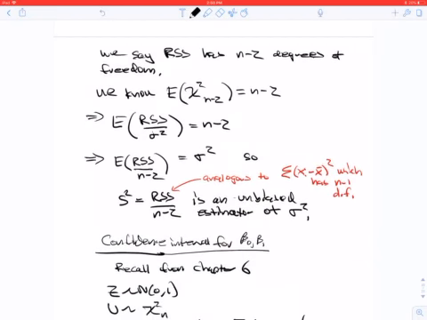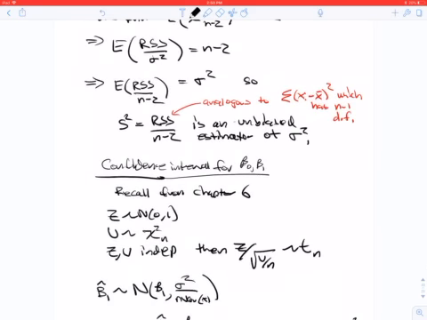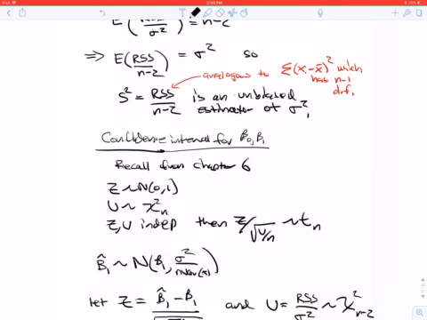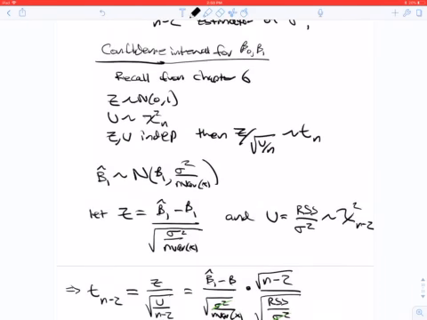So now we can say that RSS over sigma squared has n minus 2 degrees of freedom, and we know lots about chi-square distributions. In particular, the expectation of chi-squared with n minus 2 degrees of freedom is n minus 2, so the expectation of RSS over sigma squared is n minus 2, and it follows from that that RSS over n minus 2 is an unbiased estimator of sigma squared. Wow, that is so awesome. So now we have our estimator, and we can then find confidence intervals for beta 0 and beta 1, and that's what we concluded with today, and this was very easy.